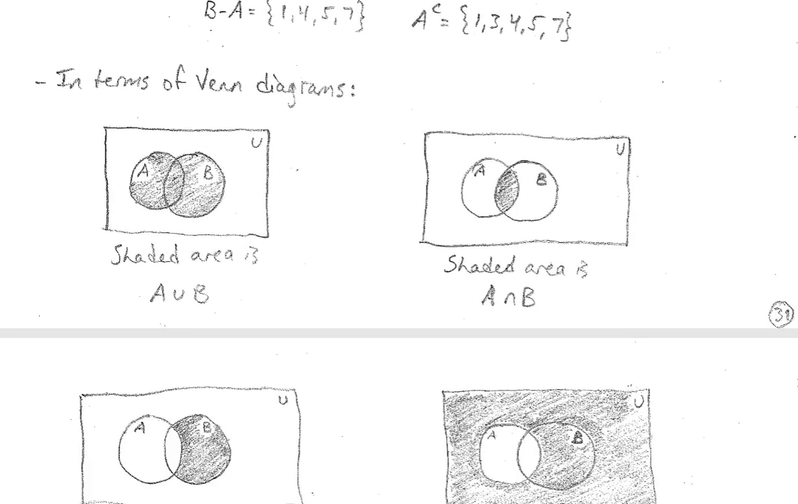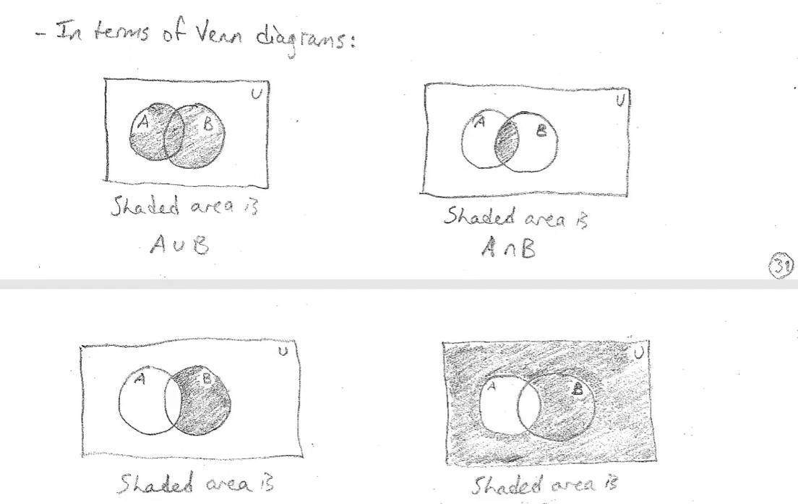Here are some visuals to help us see those in terms of Venn diagrams. The rectangle represents the universal set U. Inside of there we have two circles, one for the set A and another one for the set B. The shaded areas represent the special sets that we just talked about. Here, the shaded area is A union B, the elements that are in at least one of those two sets. Over here, A intersect B is the set of all elements that lie in both of those sets simultaneously.